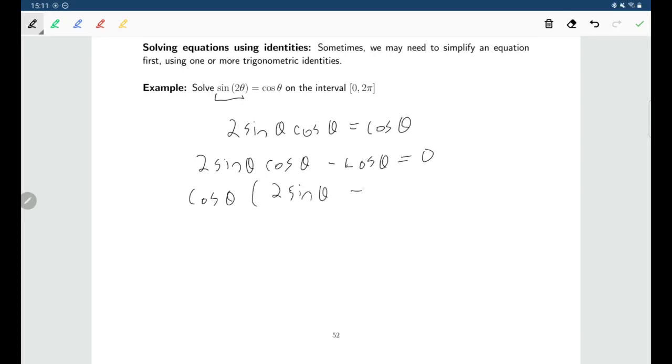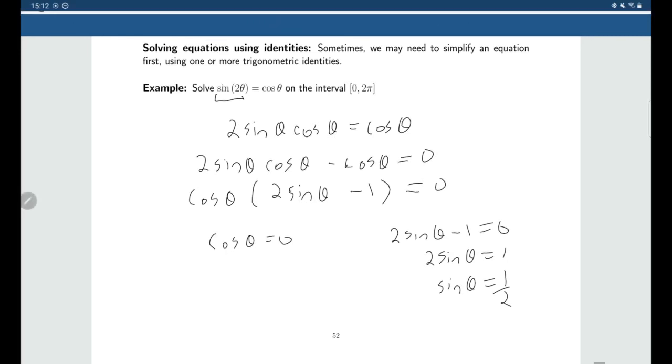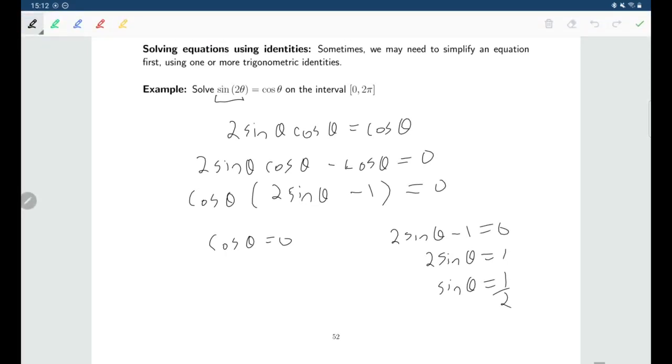And so really what I have is two equations. Cosine theta equals 0, and also 2 sine theta minus 1 equals 0, which if you were to rewrite this, that's sine of theta is equal to a half. So my original problem, which was where is sine 2 theta equal to cos theta, is now actually two simpler problems. Where is cos theta 0 and where is sine theta equal to a half?